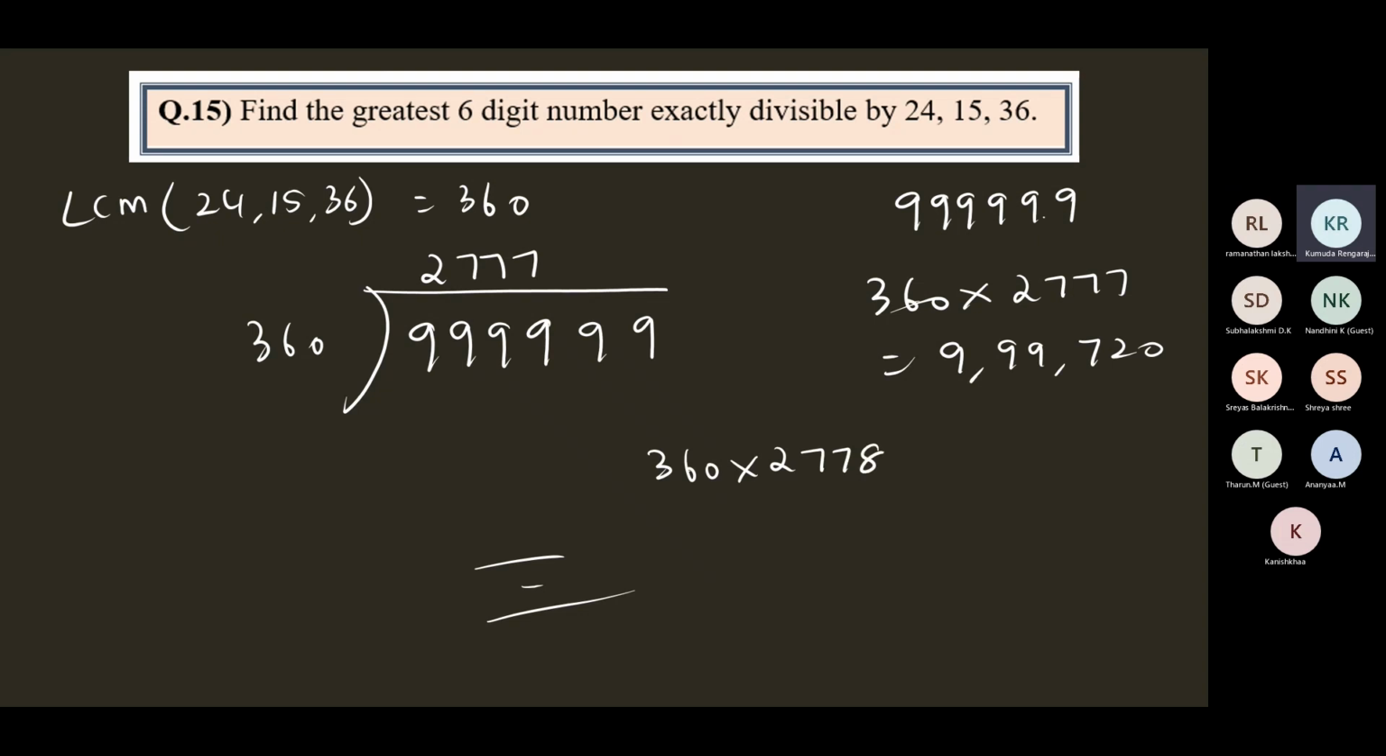So 360 into 2778 is a 7-digit number. 10,80,000.